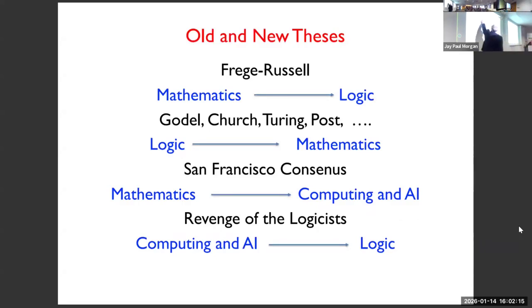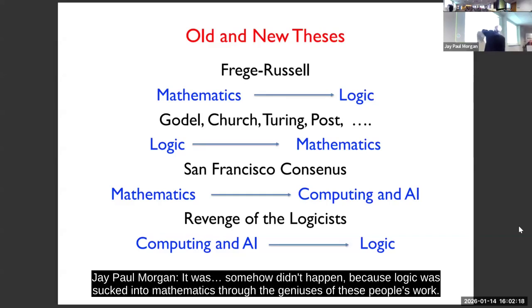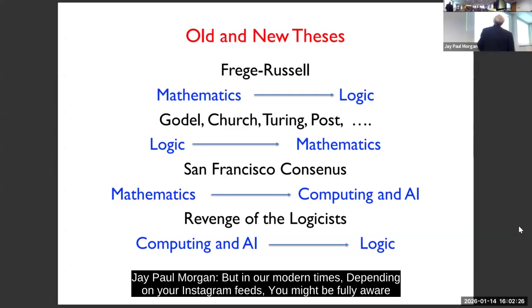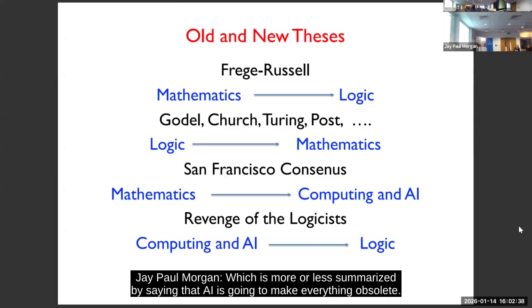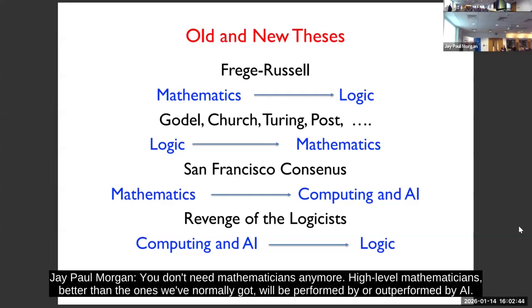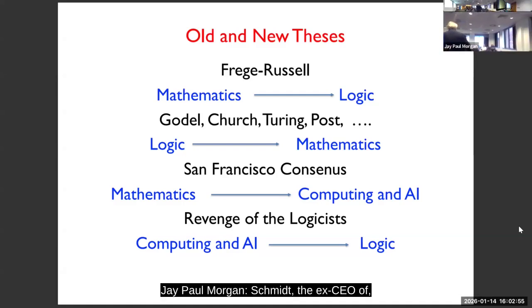I showed you earlier that mathematics embedded in logic somehow didn't happen because logic was sucked into mathematics through the geniuses of these people's work. But in our modern times, depending on your Instagram feeds, you might be fully aware that there's something called the San Francisco Consensus, which is more or less summarized by saying that AI is going to make everything obsolete. You don't need mathematicians anymore. High-level mathematicians, better than the ones we've normally got, will be outperformed by AI.